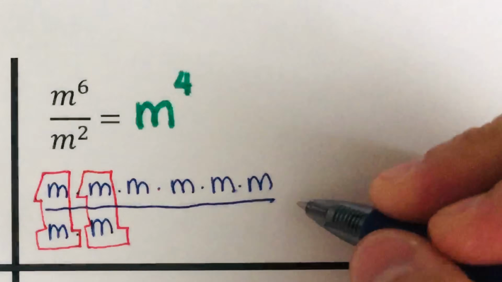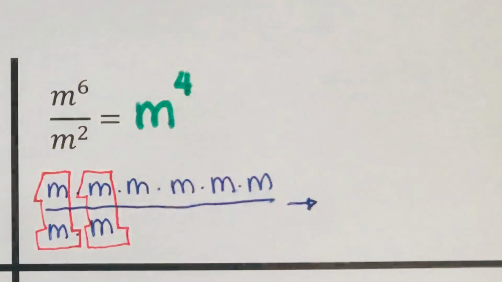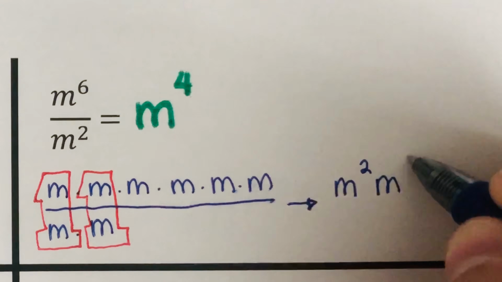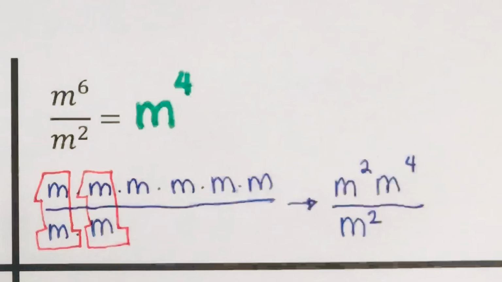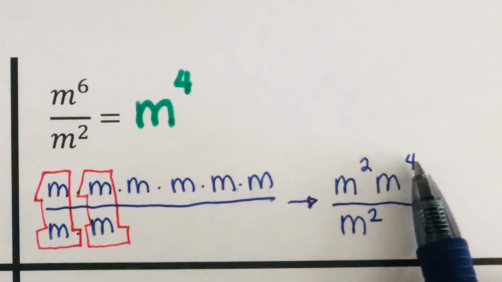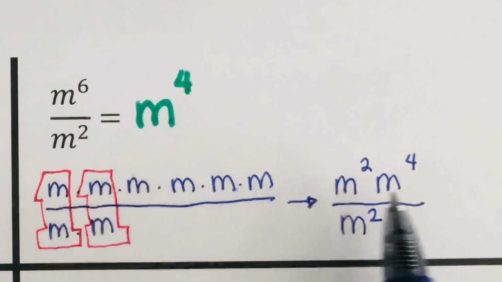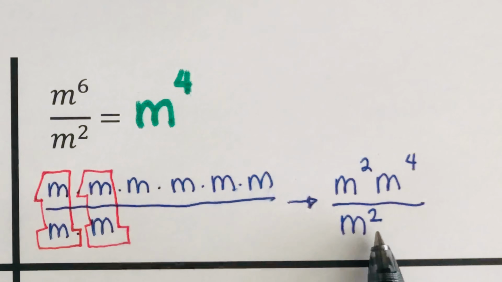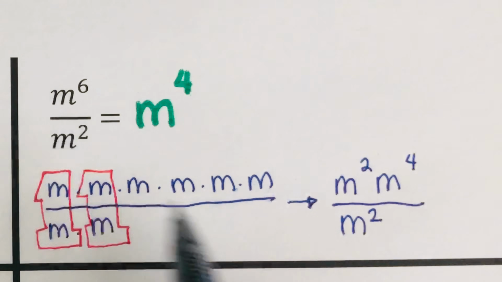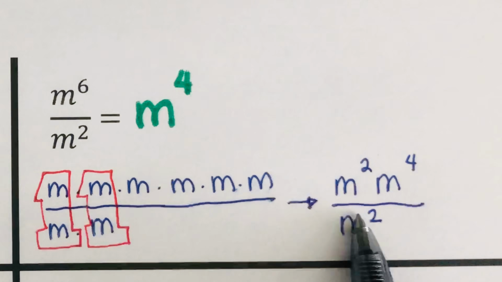The other way to do this is we can write it all out. So what I did here was m squared times m to the 4th is pretty much the same thing as m to the 6th. And then we have an m squared at the bottom. The reason why I split this m squared out of the m to the 6 is because I wanted to make sure that these two are 1s.